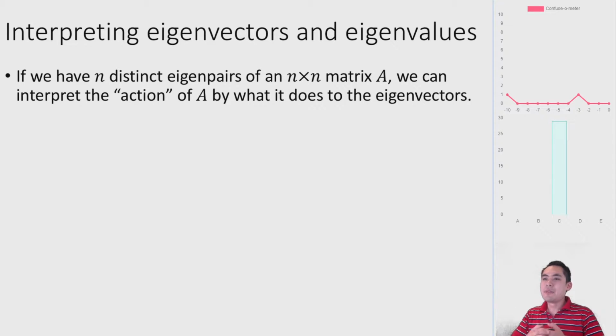So if we have n distinct eigenpairs, we can interpret the action of A by what it does to each of the eigenvectors.